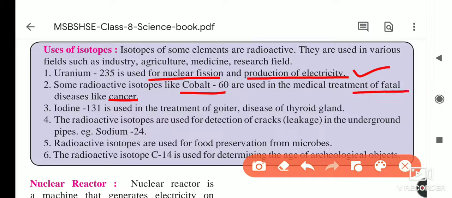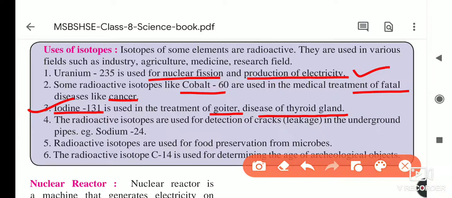It is a fatal disease. Fatal disease means the person cannot be cured if he gets this cancer. Next is iodine 131. Iodine 131 is used in the treatment of goiter. This goiter, you know, no? Here below the neck, unwanted growth takes place. So this is called goiter, a disease of the thyroid gland. In the treatment of this, iodine 131 is used.